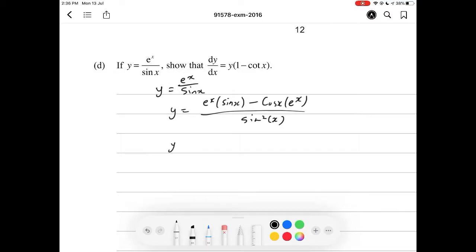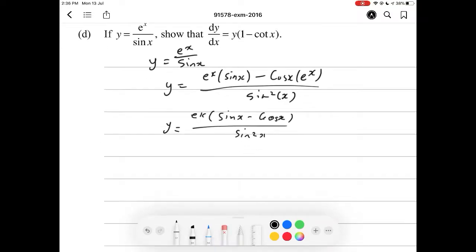Alright, so at this stage we can actually say y equals e to the power of x sine x minus cos x over sine squared x. And that's just factoring out the e to the power of x. We factor out e to the power of x, we get e to the power of x times sine x minus cos x. And furthermore, we can actually say y equals e to the power of x multiplied by sine x. That's going to be our y.